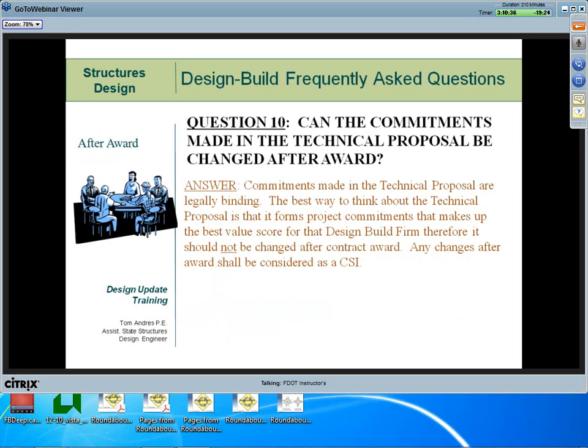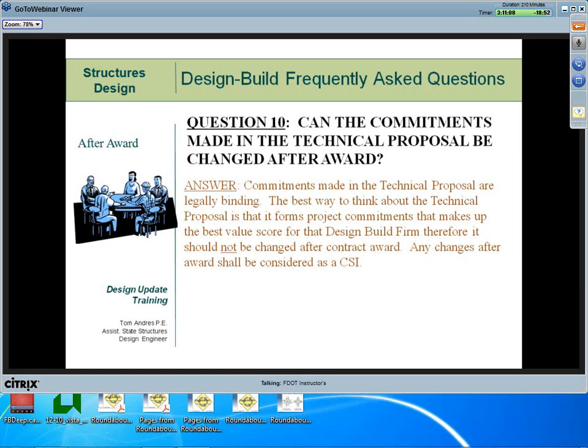Question number 10. Can the commitments made in the technical proposal be changed after award? The technical proposal is a book of promises, and commitments made in the technical proposal are legally binding. And in fact, those commitments are part of the best value bid, right? Yeah, they are. A cost savings initiative clause has been added to all design build projects. This is just fairly recent.